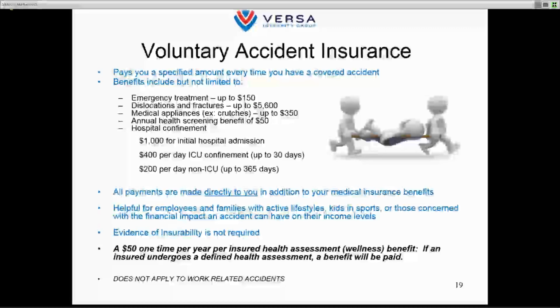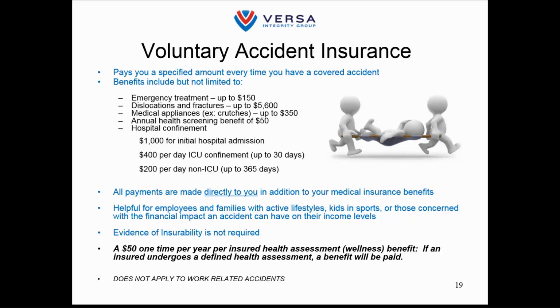In addition to offering a comprehensive traditional employee benefits package, Versa also offers a couple of supplementary voluntary benefits that I'd like to tell you about. The first is accident insurance that will pay you a specified amount anytime you have a covered accident. Some of the benefits include emergency treatment, dislocations or fractures, medical appliances, health screenings, or being in the hospital. All payments are made directly to you and are in addition to your medical benefits with Blue Cross Blue Shield of Louisiana. This type of accident insurance is especially helpful for those employees and families with active lifestyles.